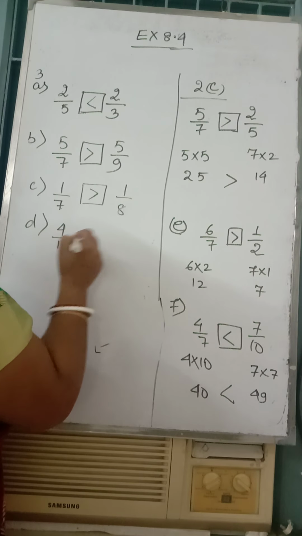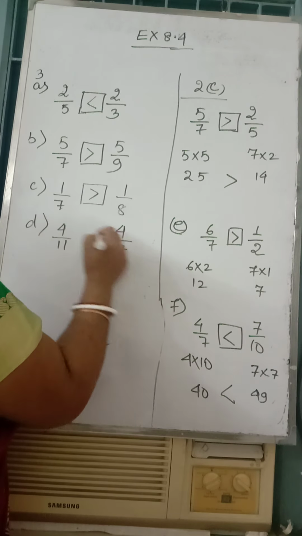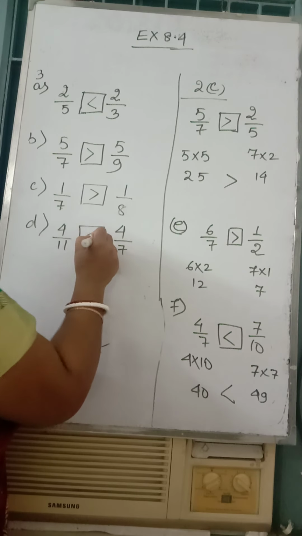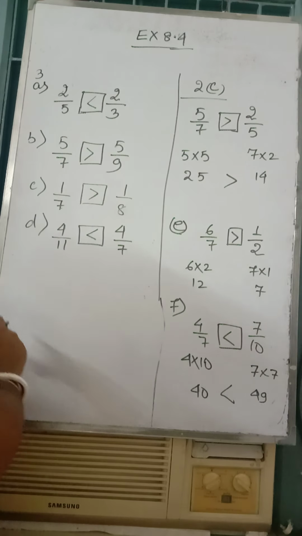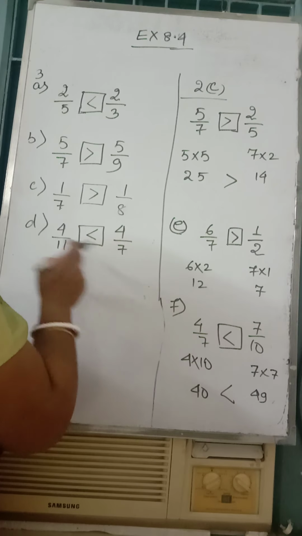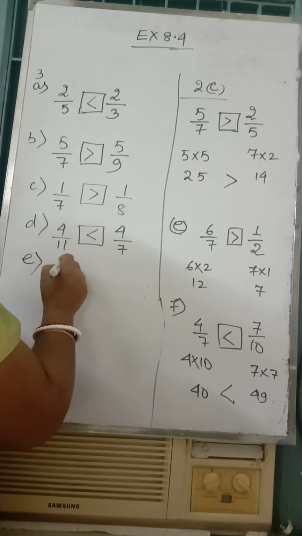4 by 11, 4 chocolates, 11 parts. 4 chocolates, 7 parts. So what will be bigger, my dear? When 4 chocolates are divided into 7 parts. So you have to see the lesser denominator, that will be the bigger fraction if the numerators are the same.